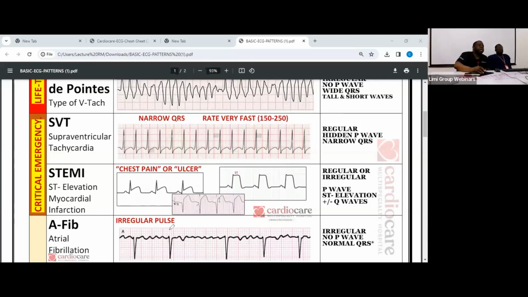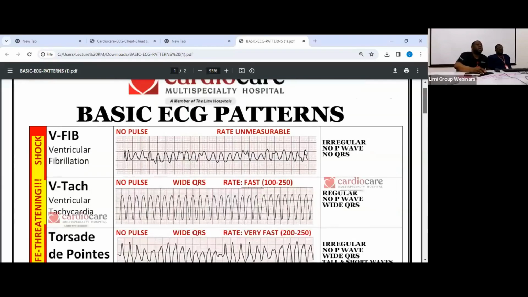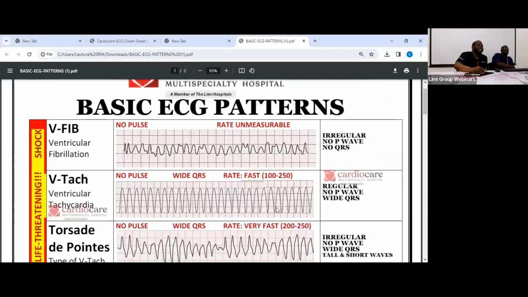Now, the ones that are life-threatening are what every person that calls himself a health worker should know. Typically, wide complex, fast, no pulse. This patient could have lost consciousness, blood pressure will be unrecordable, and you are seeing this. What you need to do is to shock that patient. You need to get a defibrillator and shock. And then the main one, by this time, the patient will be in cardiac arrest.